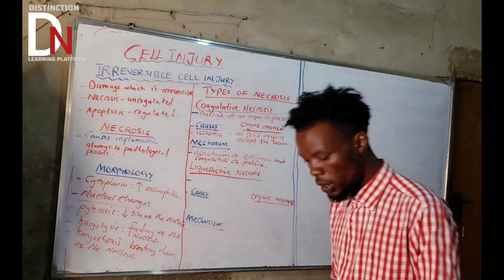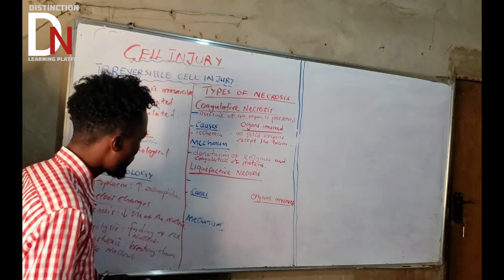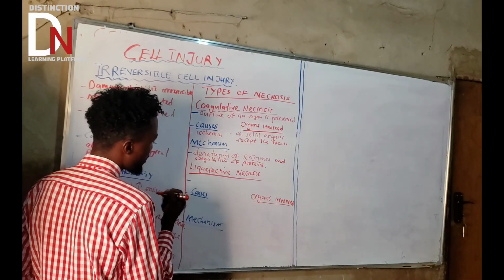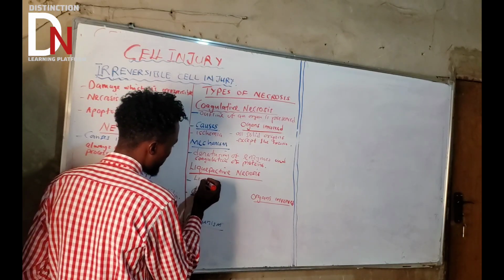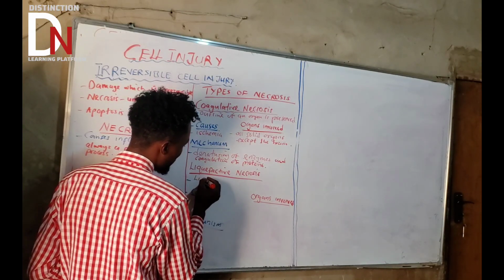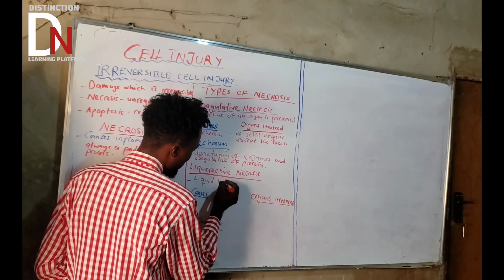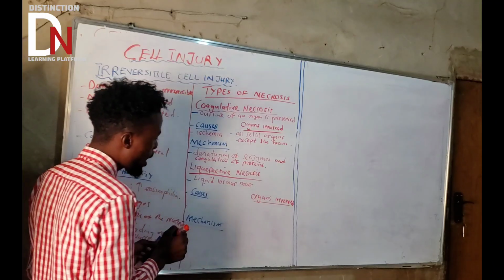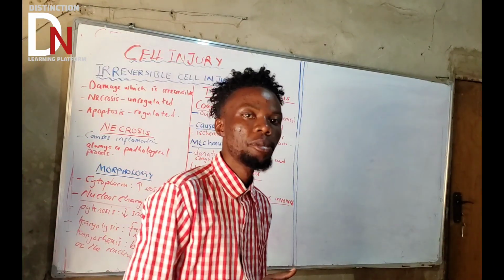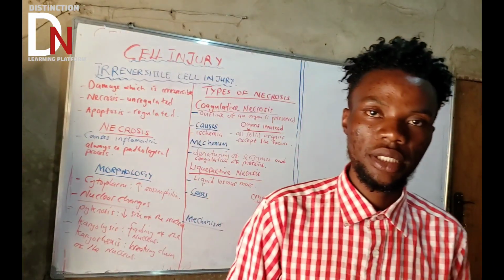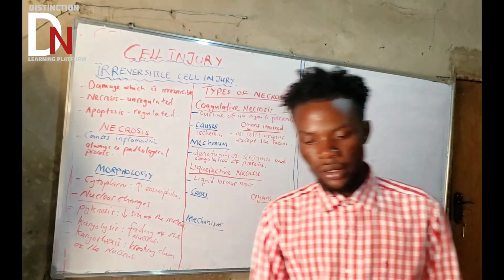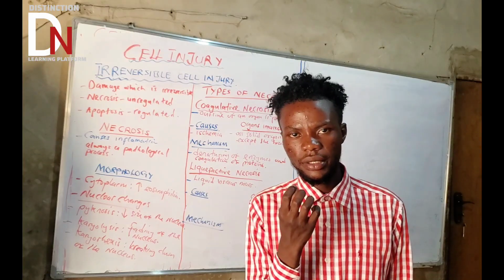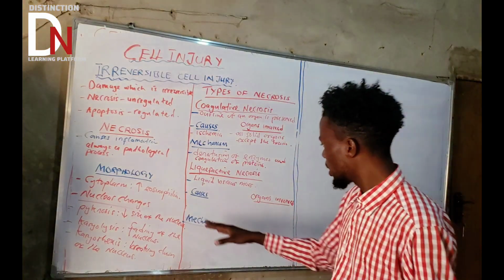So before we go into any details, what is liquefactive necrosis? It is a type of necrosis where there is always a liquid viscous mass. Always, under liquefactive necrosis. Then the question is, what can cause that viscous mass? Remember, what are the causes?